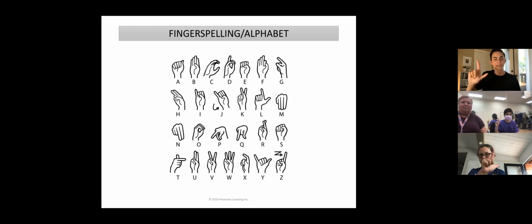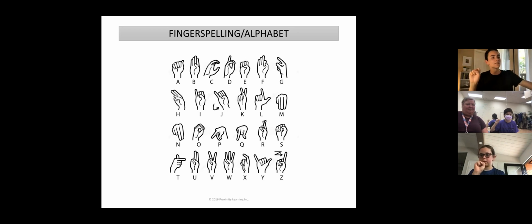L, M. This one you can kind of see the M, the 3 bumps there. And so N, we're going to move our finger over our thumb to make the N. O, P, that's a K upside down. Q, that's a G upside down. R, S, similar to an A, but the thumb is across the hand.